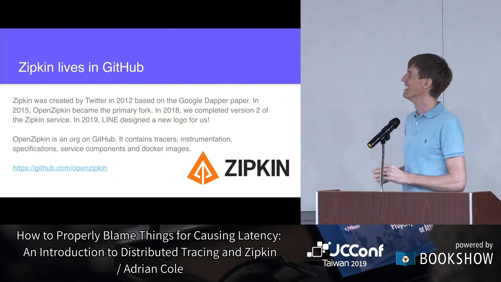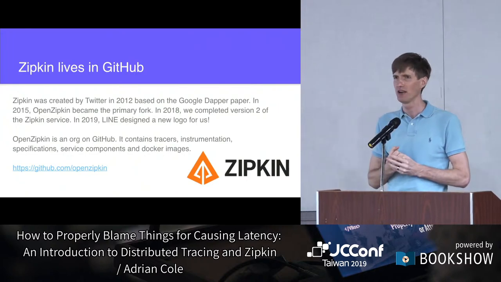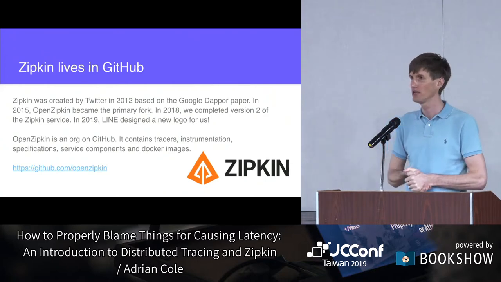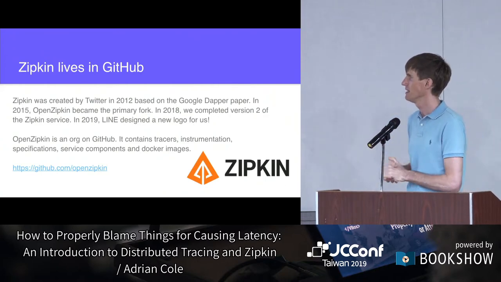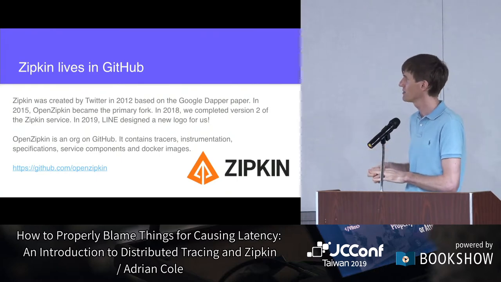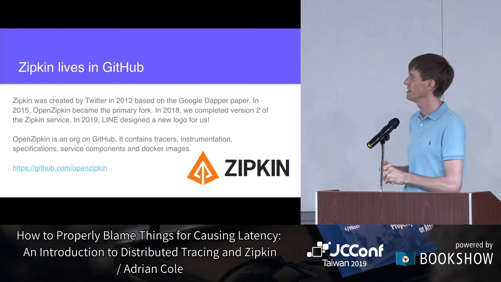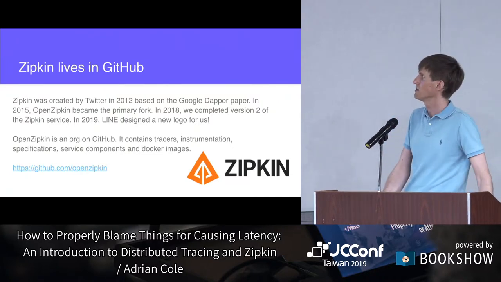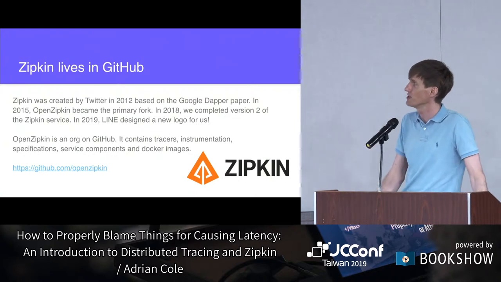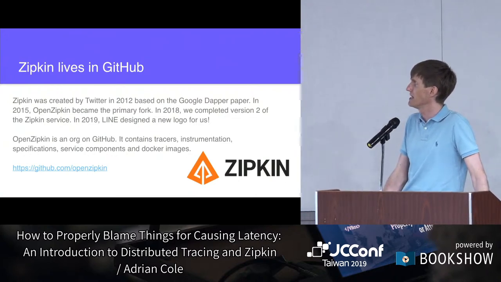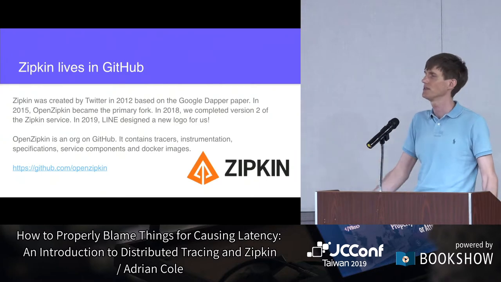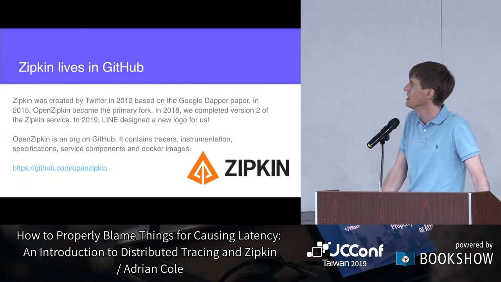Zipkin lives in GitHub. It was originally open sourced by Twitter back in 2012, before I joined Twitter, actually. And basically, Johan Oskarsson, a Swedish guy, started the project with some other members of the Twitter engineering team. And it was actually quickly open sourced. Most of it was written in open source from the beginning. And it was based on a paper called Google Dapper, which was written by several people at Google based on a much larger project that still, I think, exists today in Google.